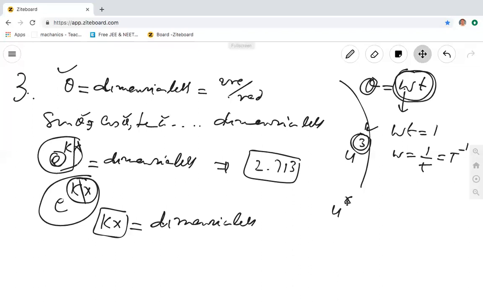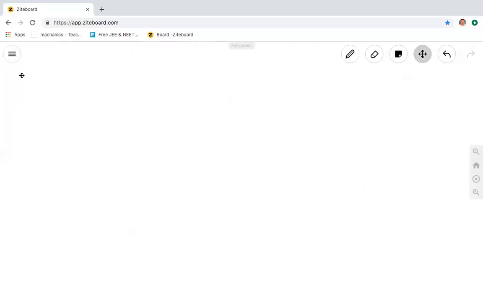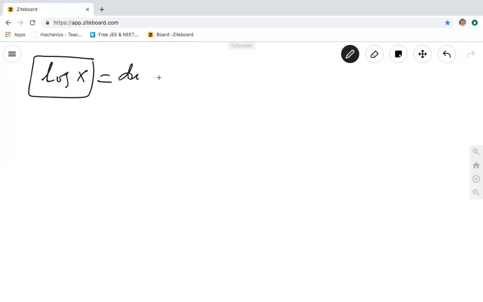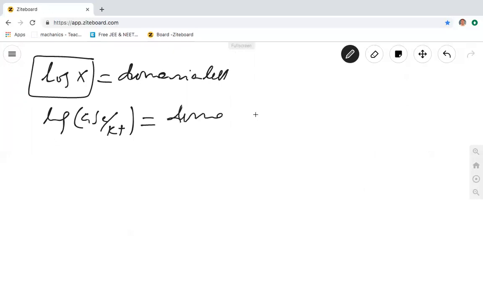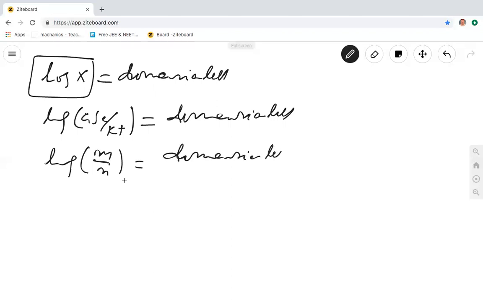Now, let me go to log. Log of x is dimensionless. Its value is specific; log of anything gives some value. Log x is dimensionless. Log of anything, a, b, c by kt, maybe, or m by n, is dimensionless. Because log of something is a number.